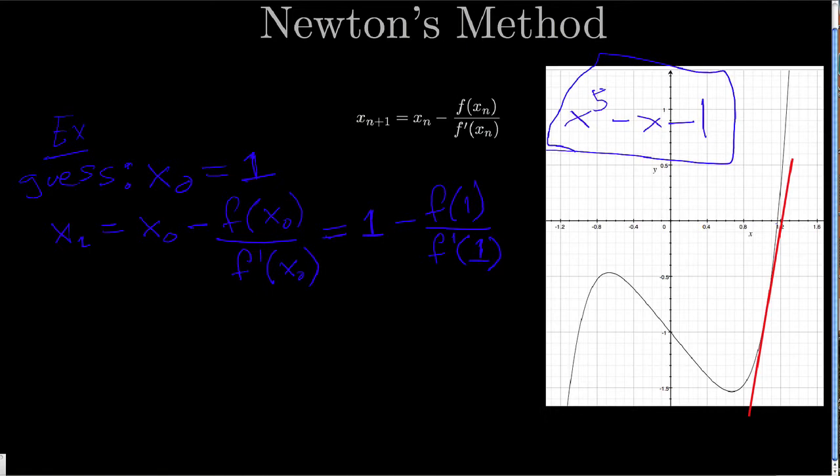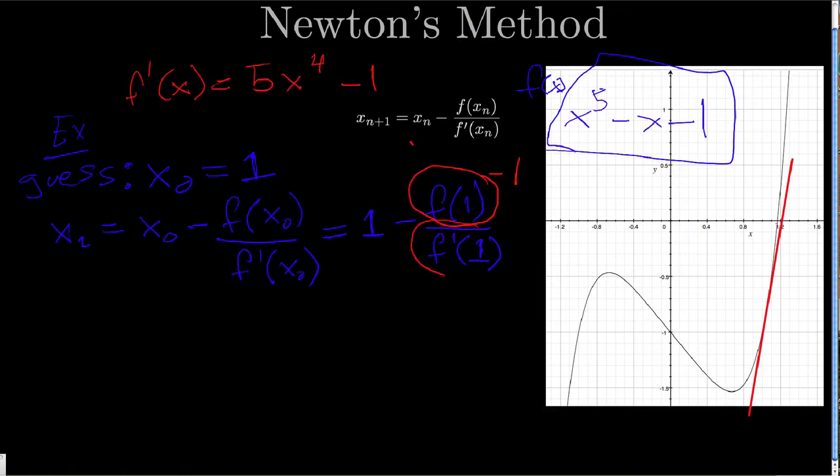Okay, so to actually do this, this is our function, so we need to actually find the derivative. Let me do that right here. f prime of x is equal to 5x to the 4th minus 1. Then f of 1, if I plug 1 in here, I would get negative 1. And f prime of 1, I plug 1 in here, which gives me 4. So this is 1 minus negative 1/4, or 1.25. So this right here is x sub 1. This is my first approximation.